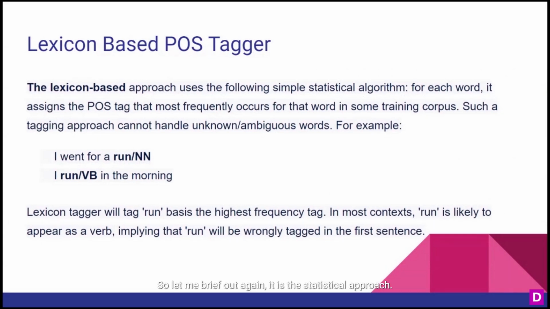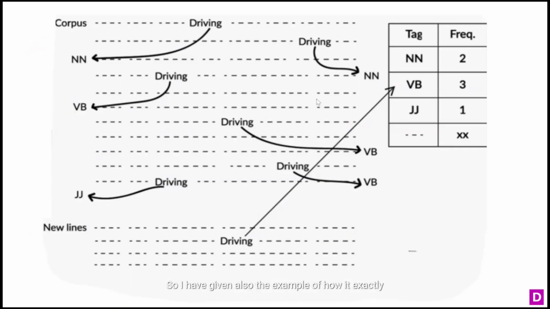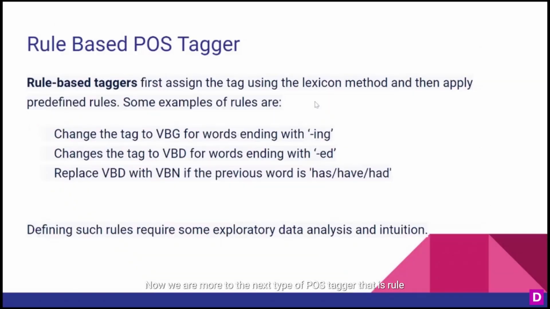So let me brief it out again. It is a statistical approach. It will just tag the given word with the highest occurred, or the highest frequency, POS tag associated with the term in the given corpus. I have also given an example of how it exactly works in real time. Now we will move on to the next type of POS tagger, that is the rule-based POS tagger.